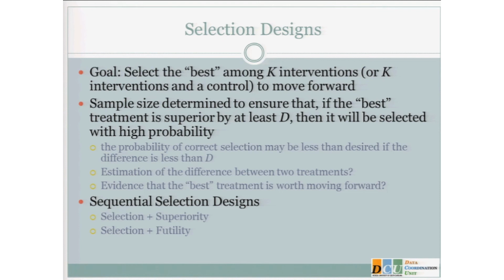being the best one. Okay, so if we think the best treatment is superior by at least some margin D, then we're going to come up with the sample size that's required to make sure that we're going to pick that treatment with high probability. Okay, if it turns out that the difference between treatments is less than that margin, your probability of correct selection, of course, is going to be less. But at least there is some statistical basis for going with the one that looks numerically better.